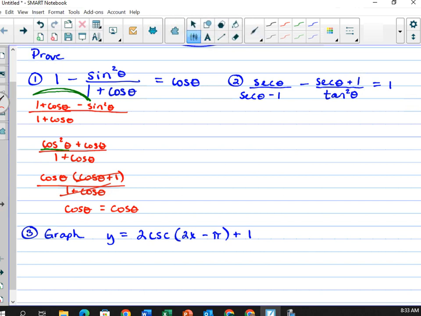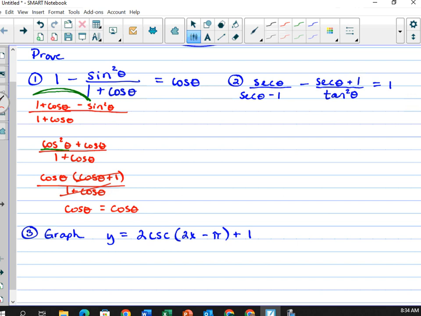First red to the second red. From the blue to the first red? No, the first red to the second red. First red to second red. So I took, so this cosine right here is this cosine. Okay, that didn't change. And then this 1 minus sine squared is cosine.